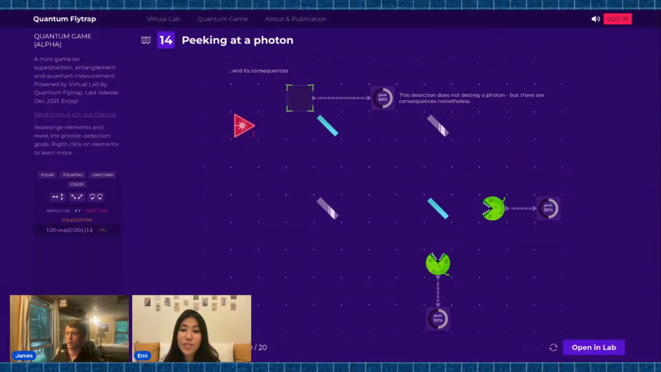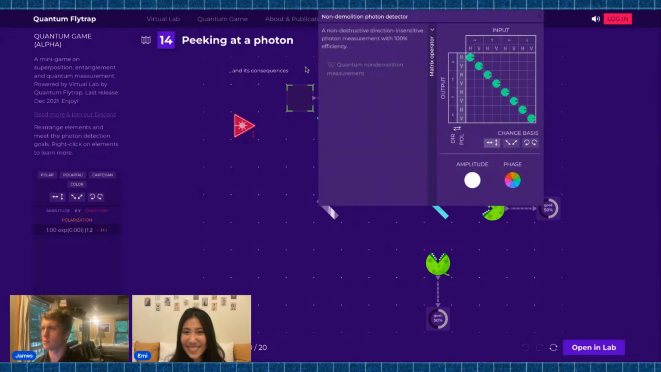Peeking at a photon. Interesting. Okay. So here, before I even started this, we could predict that it was going to go just to the right detector. What is this? Peeking at a photon and its consequences. Okay, here we have a non-demolition photon detector, which is a non-destructive, direction-intensive photon measurement with 100% efficiency. Okay. Interesting.